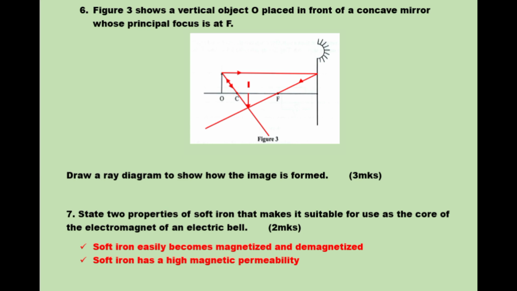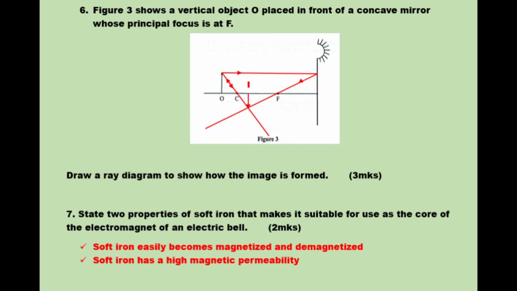In other words, it is able to concentrate the magnetic field lines, forming a stronger field. Then another point is that soft iron is easily magnetized and demagnetized. Remember, the electric bell works on the principle of magnetization and demagnetization, where the soft iron armature is attracted.